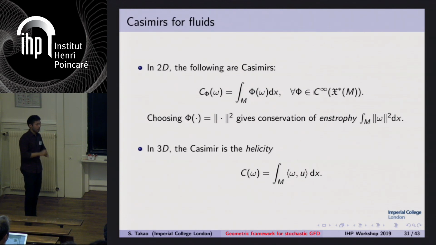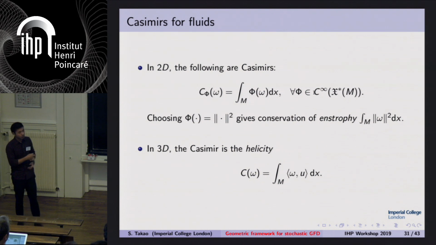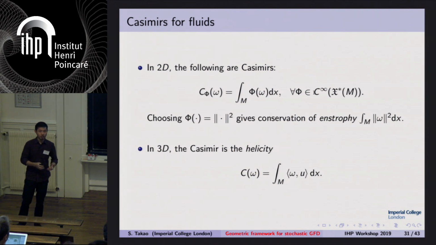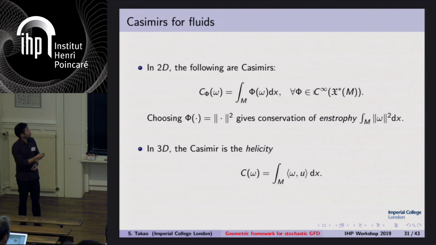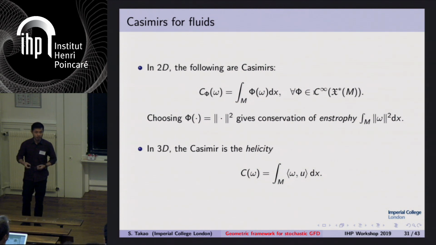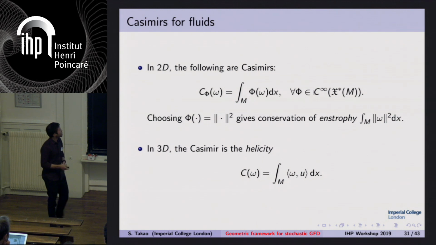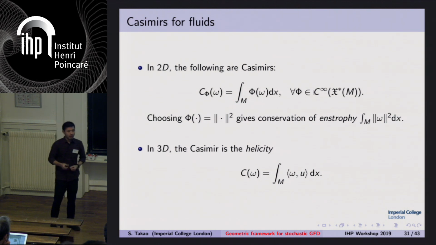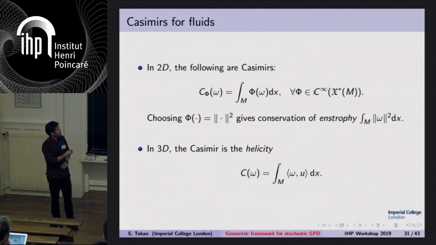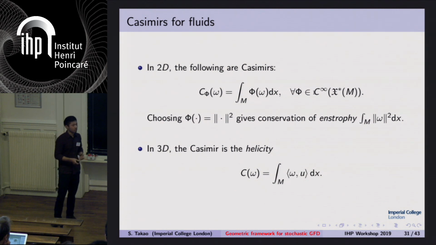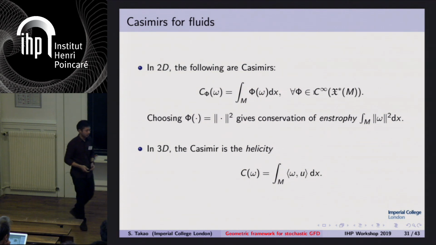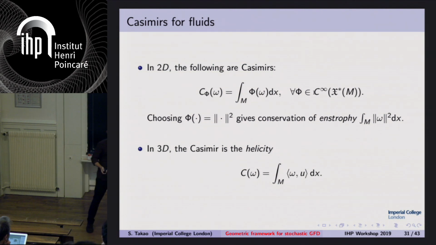For fluids, I'm going to gloss over the details, but in 2D fluids, your Casimirs are given by the integral of any function of your vorticity. In particular, if you choose your function to be just a square function, then this gives us the conservation of entropy. In 3D, you have a Casimir which is the helicity, which is the dot product of the vorticity and the velocity. So this is the geometric interpretation of what the conservation of entropy and helicity means.